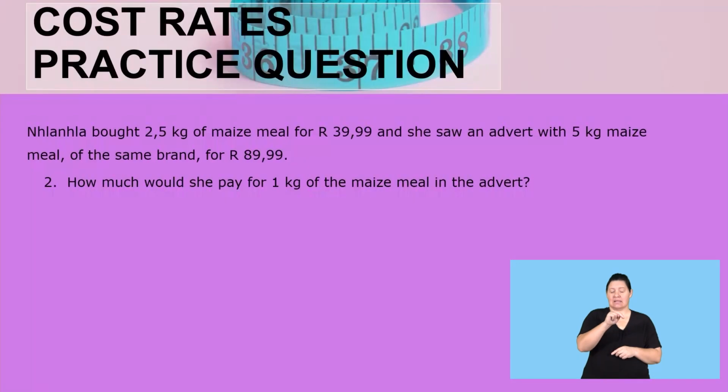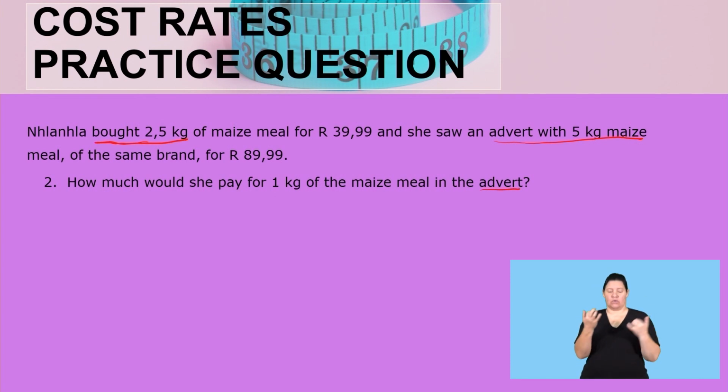Welcome back. We continue with the second part of the question. Let us read the context again. Nhlanhla bought 2.5 kilograms of maize meal for 39.99. And she saw an advert with 5 kg maize meal of the same brand for 89.99. How much would she pay for 1 kilogram of maize meal in the advert? Take note that 5 kg is on the advert and 2.5 kg is what she bought.